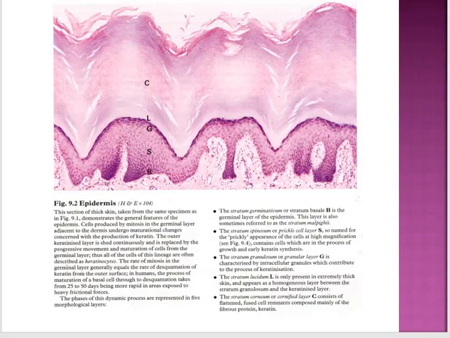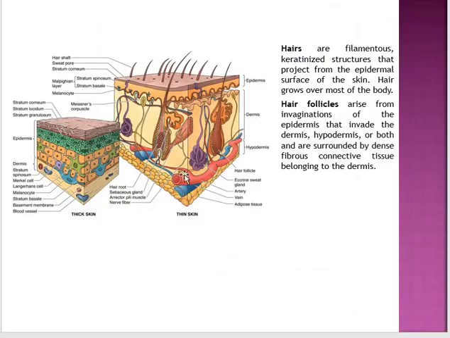Now we will talk about the dermis. The dermis is the underlying component of the skin, the connective tissue element of the skin, and we can subdivide it into two layers. That is the papillary layer, which abuts the basement membrane and forms evaginations known as dermal ridges that interdigitate with the epidermal ridges, as we are looking here.